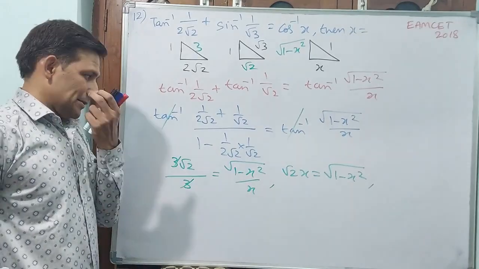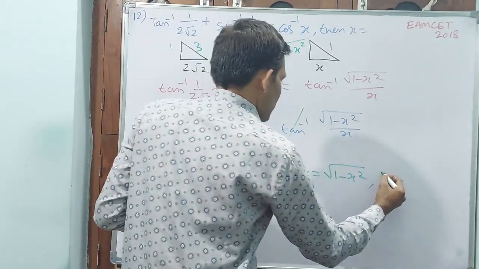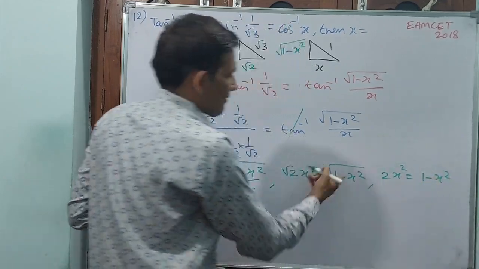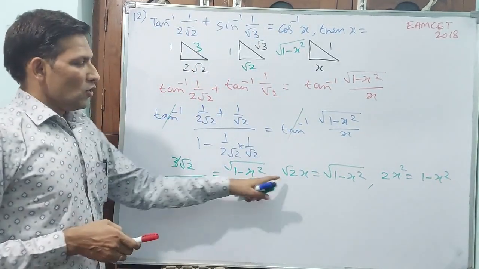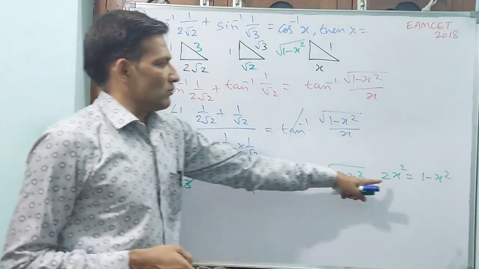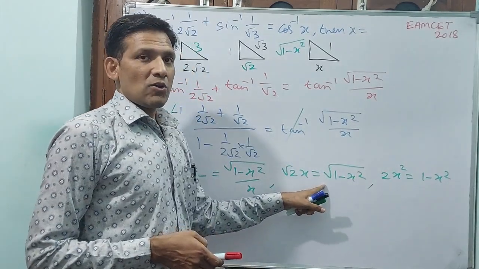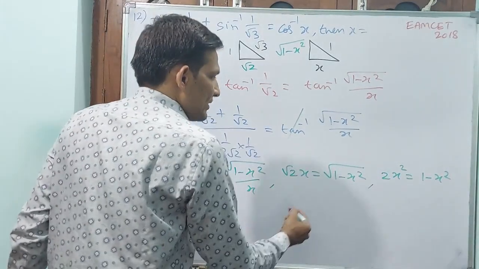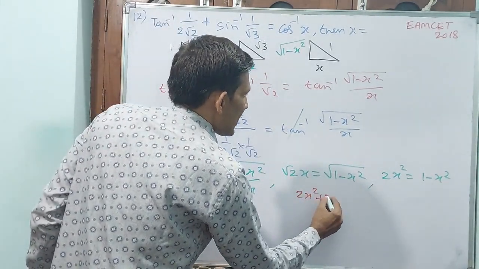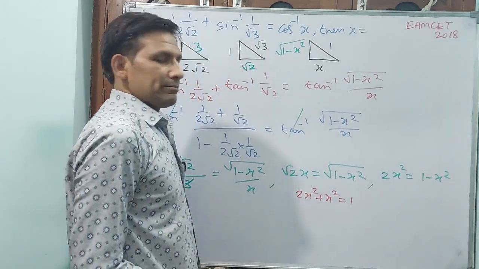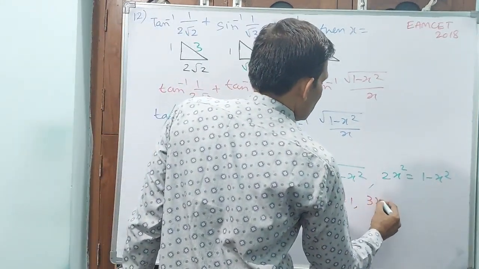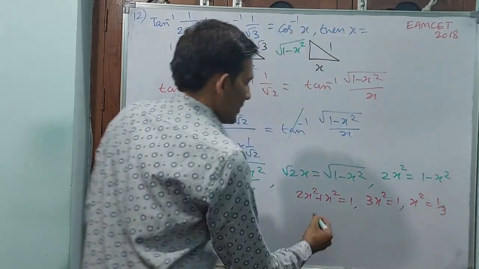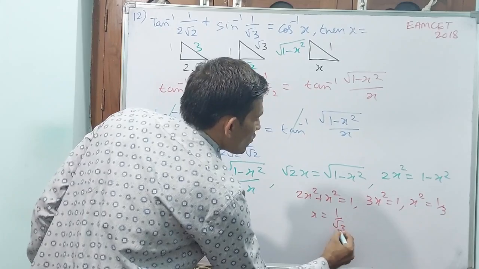Square both sides. 2x square is equal to 1 minus x square. Why? Because if you square, this will come. Root 2 square, 2, x square; 1 minus x square under root square, square and root cancel out, 1 minus x square. Then you bring this that side, 2x square plus x square is equal to 1. 3x square is equal to 1. X square is equal to 1 by 3. X is equal to 1 by root 3.